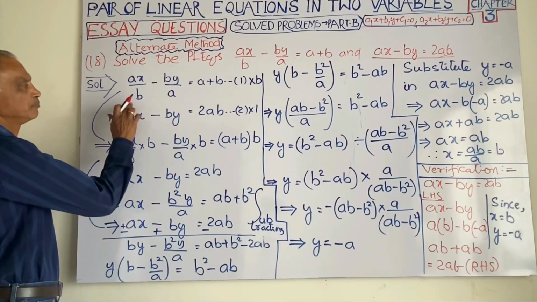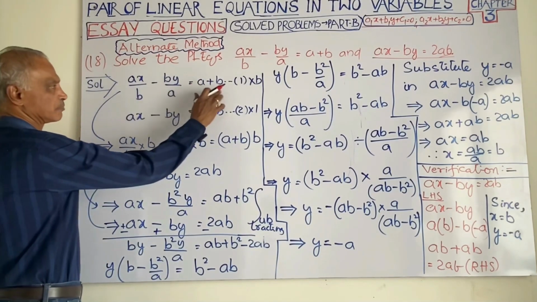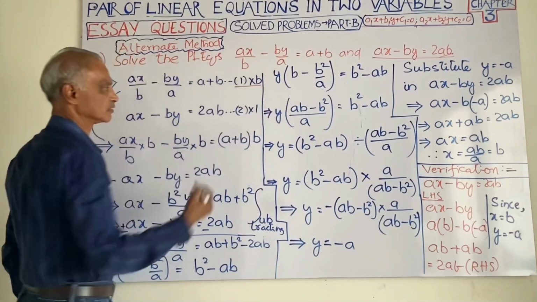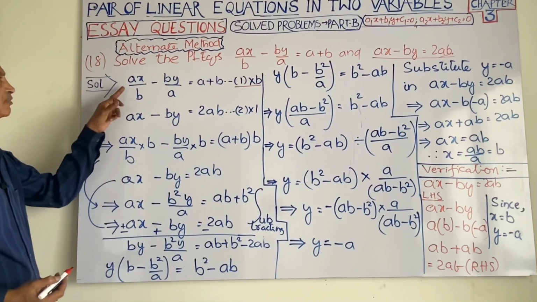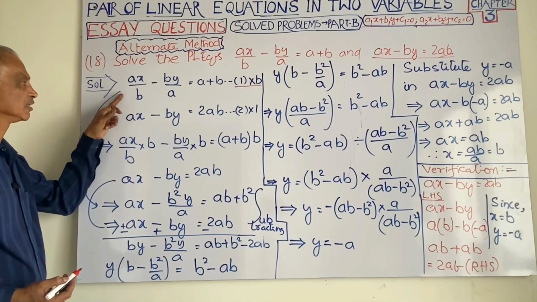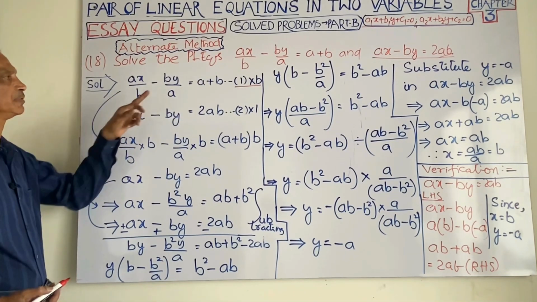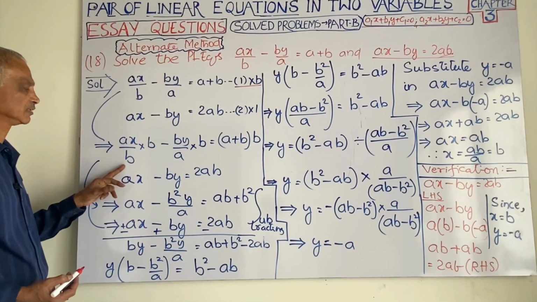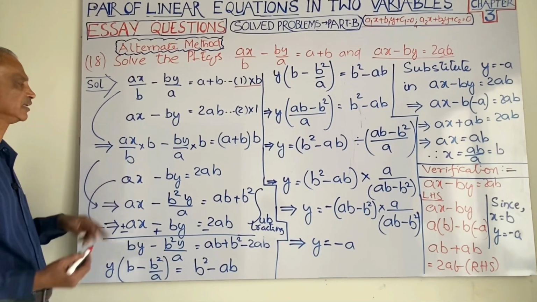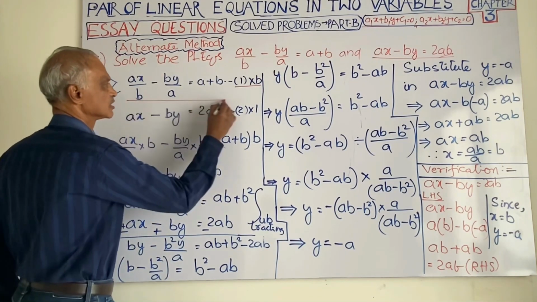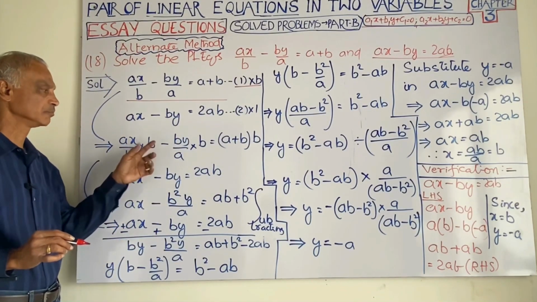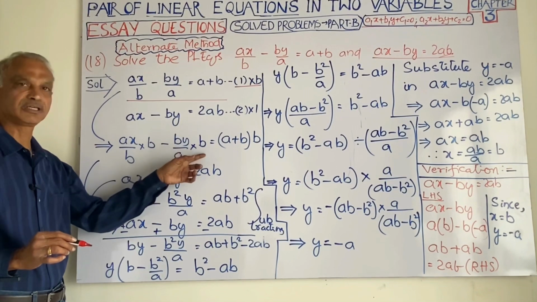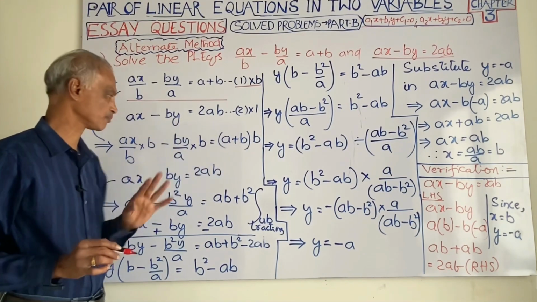See, ax/b + by/a = a + b. I am multiplying it with b because I want to make the first term equal. If you multiply ax/b with b, b cancels and you will get ax. Like that, I am multiplying this equation by b. It becomes ax/b into b, plus by/a into b, equals a plus b into b.